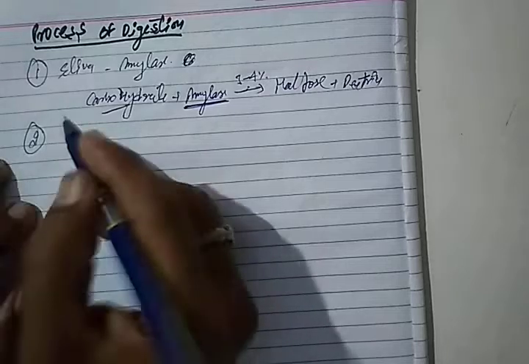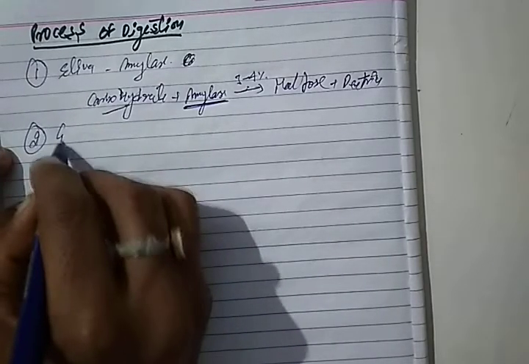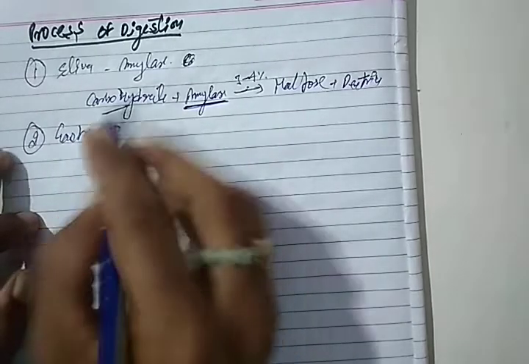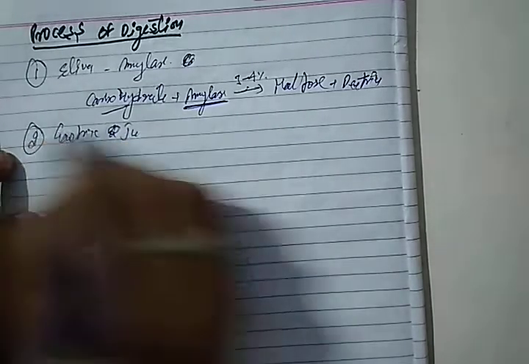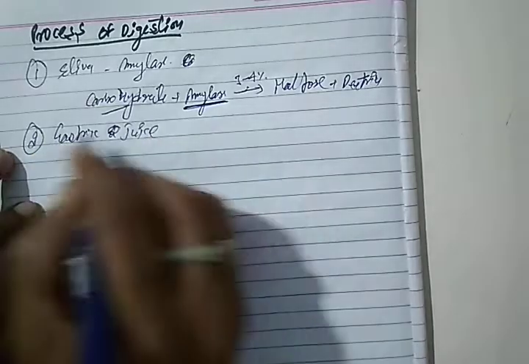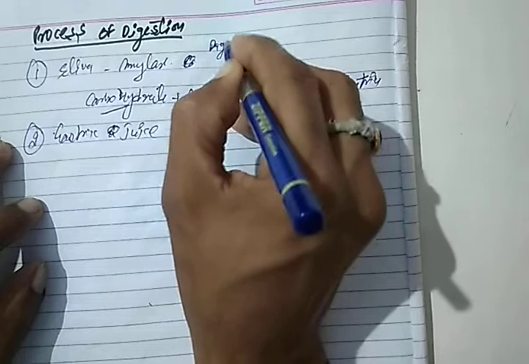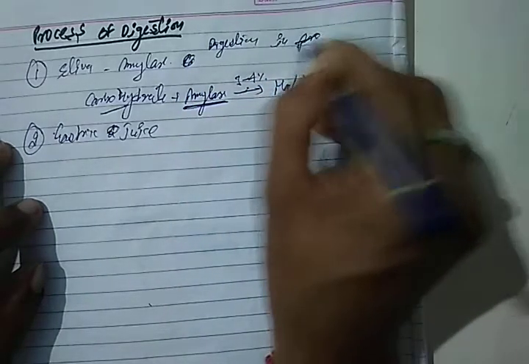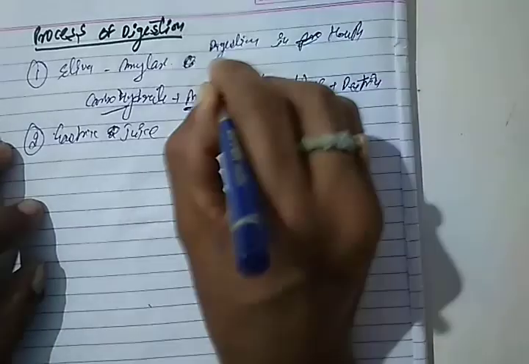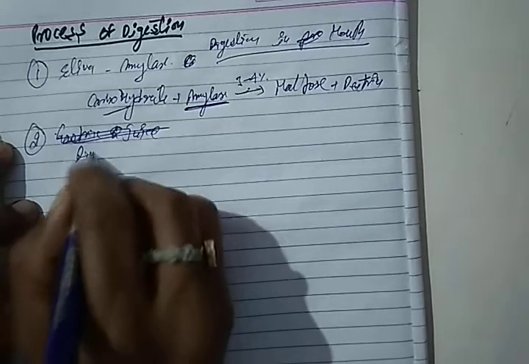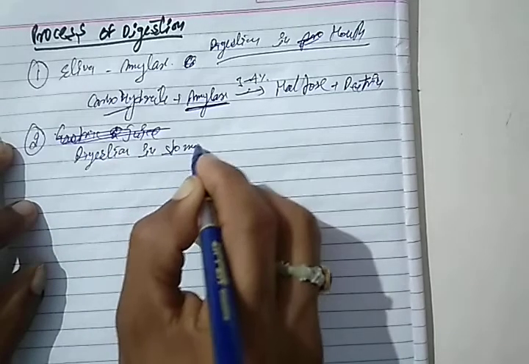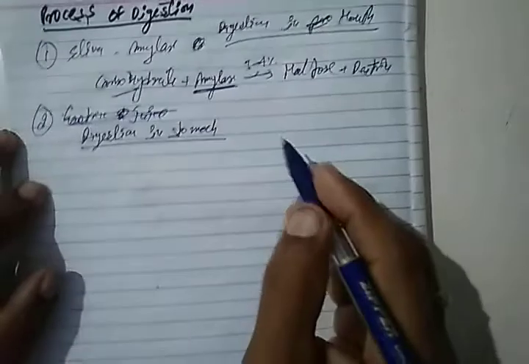This is the process of digestion in mouth. Next, digestion in stomach. In stomach, the gastric gland secretes digestive juice.